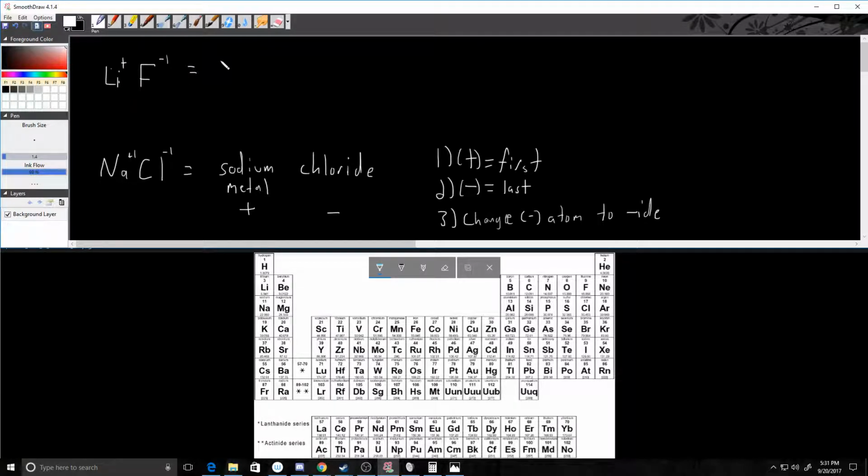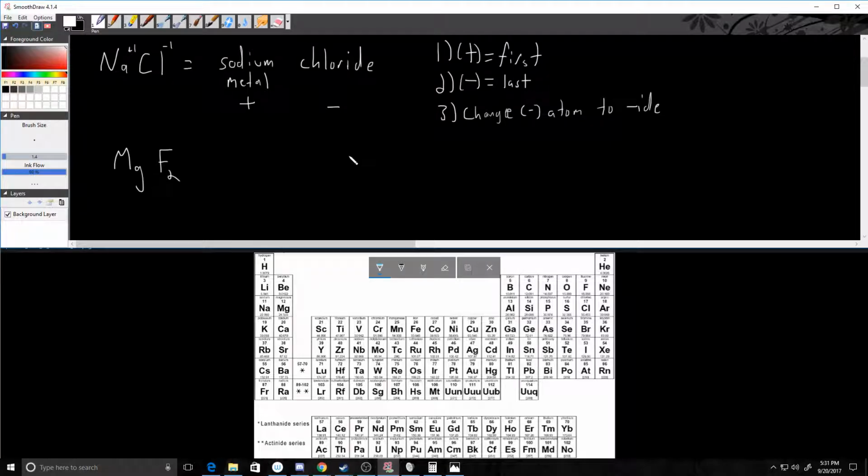Step 1, name the positive ion first. Lithium, the metals get to stay lithium. Step 2, name the negative ion second. So we have fluorine. I'm skipping ahead. The third rule, change the negative atom, fluorine, so that its name ends with IDE. So let's make that a D. Fluoride. I probably should have just erased it, but that's all right. Pretty easy.